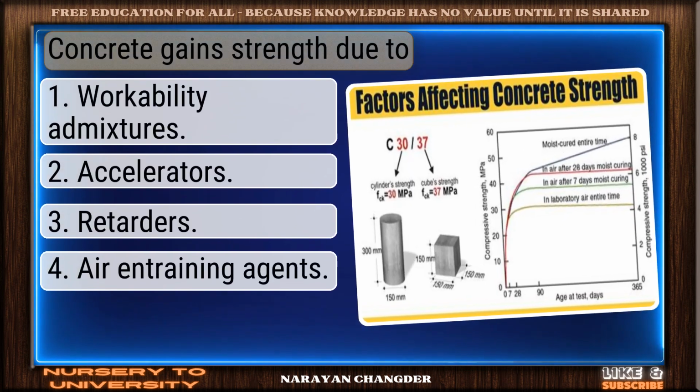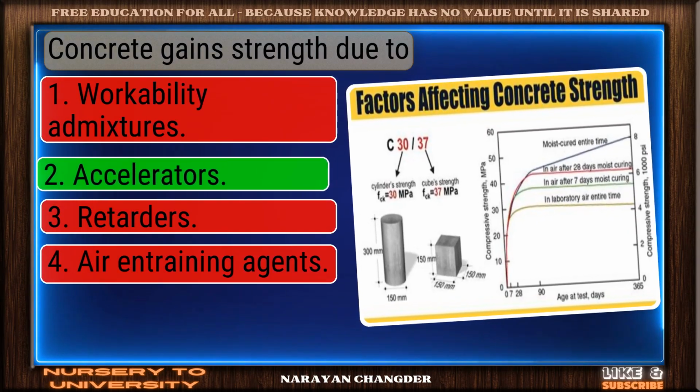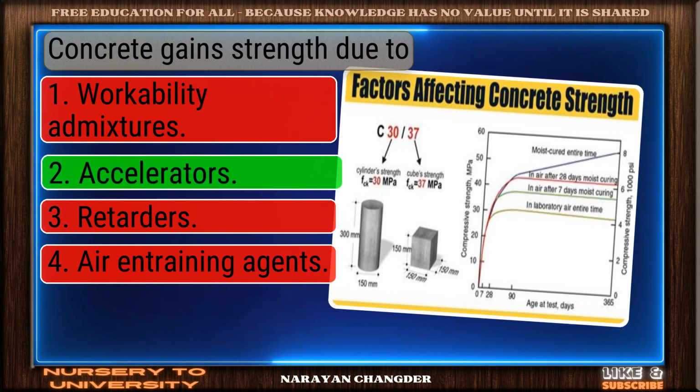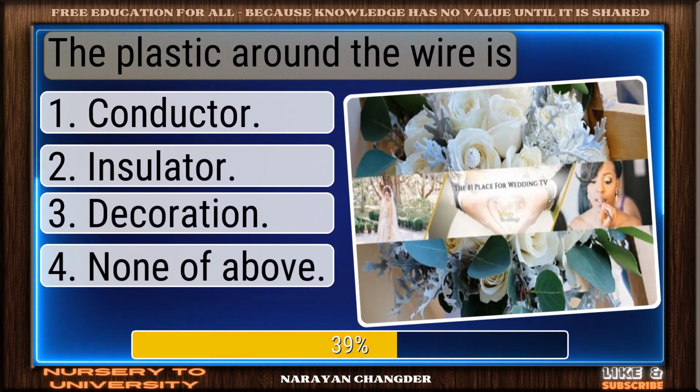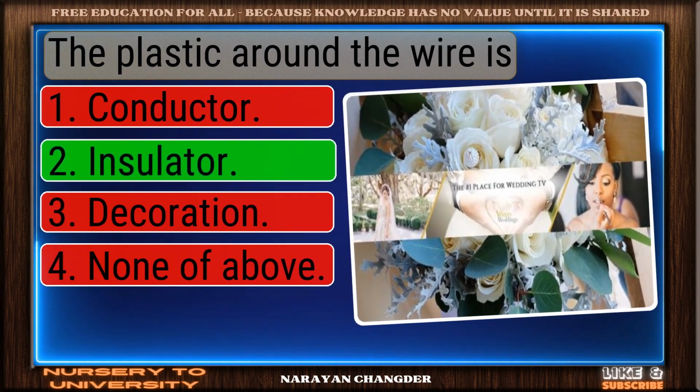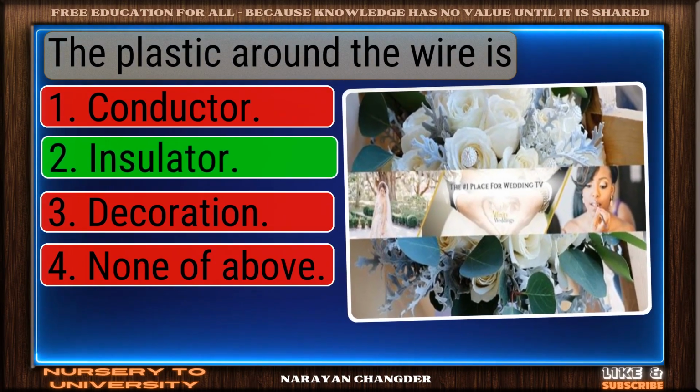Concrete gains strength due to. On track. Accelerators is the correct answer. The plastic around the wire is. Excellent. Insulator is a brilliant choice.